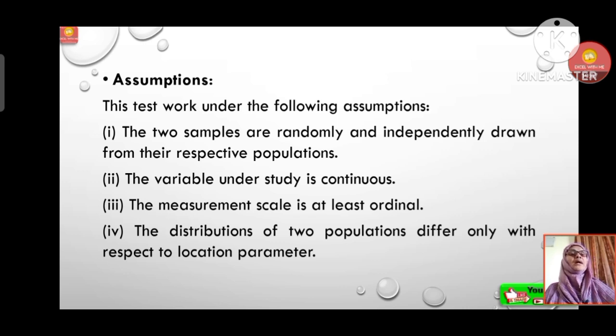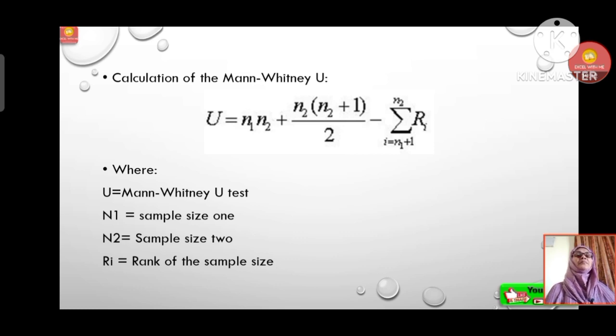Now, the calculation of the Mann Whitney U test, the formula is given here. You can pause and note down, where U is the Mann Whitney U statistic, N1 is sample size 1, N2 is sample size 2, and Ri is the rank of the sample.